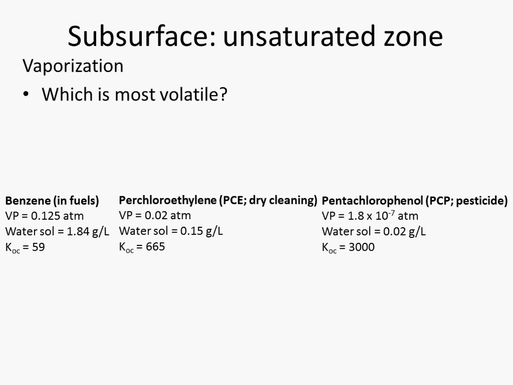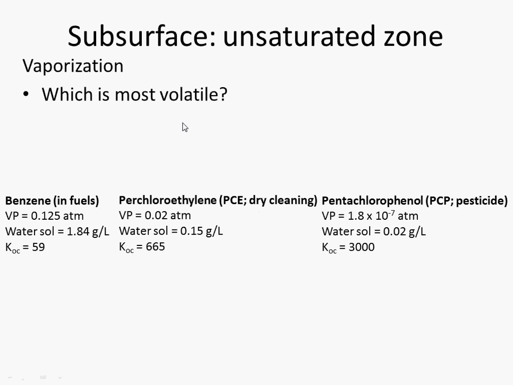Okay, so here we have three chemicals: benzene, perchloroethylene, and pentachlorophenol. And you can see the vapor pressures of each one of these. Benzene here, 0.125, 0.02 for PCE, and pretty low for PCP, or this pesticide. And different values for water solubility, which you can also see decreasing across these chemicals. And the KOC, the partitioning coefficient between organic carbon and soil water, increasing.